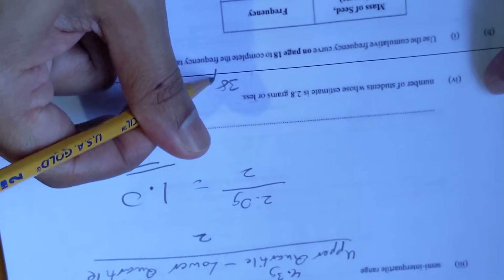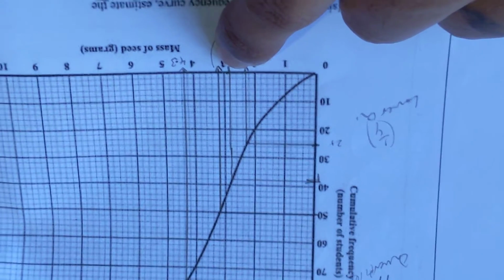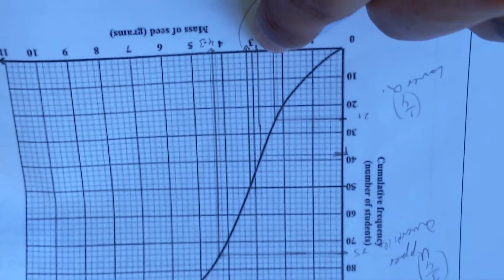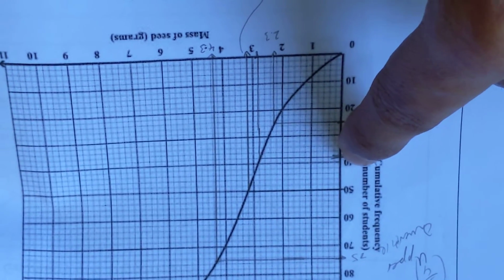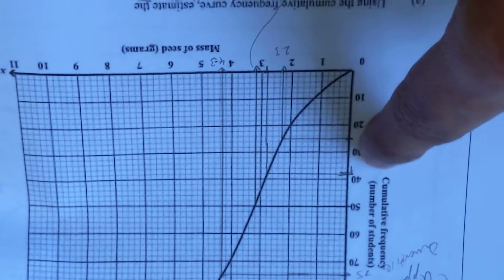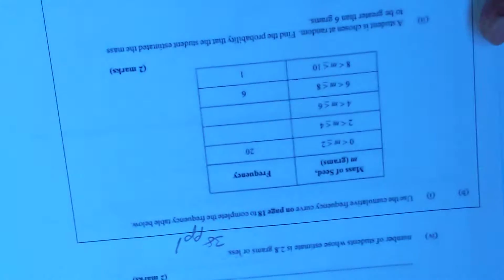So 38 people had a score of 2.8 grams or less, because that's what they asked for this part, right? The number of students whose score is 2.8 grams or less. I find 2.8 grams, which is just before 3 since we counted in 2s, and I do the reverse. I extend it up. The minute it hits the graph, I extend across and read off that number there. And all of these people, from 0 to 38, scored 2.8 grams or less.